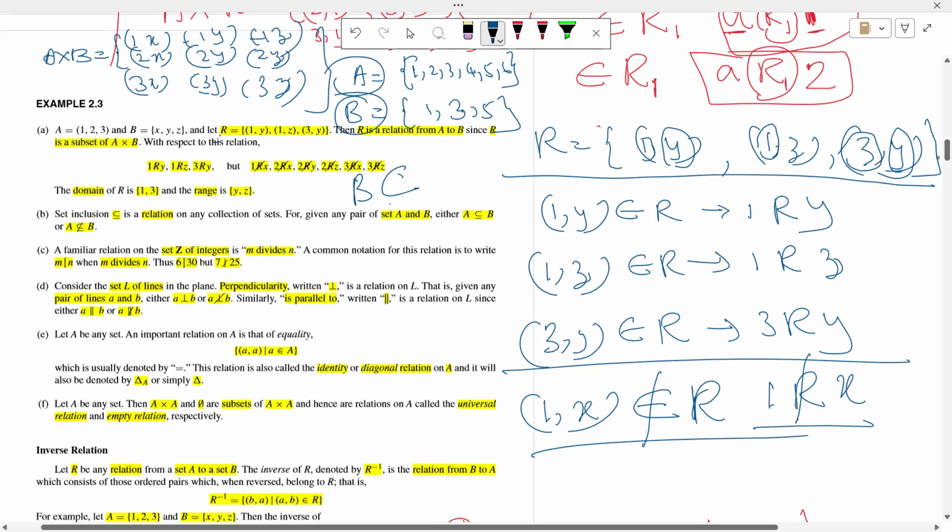B is a subset of A, right? This is also a relation. They are telling us this is also possible as a relation, right?